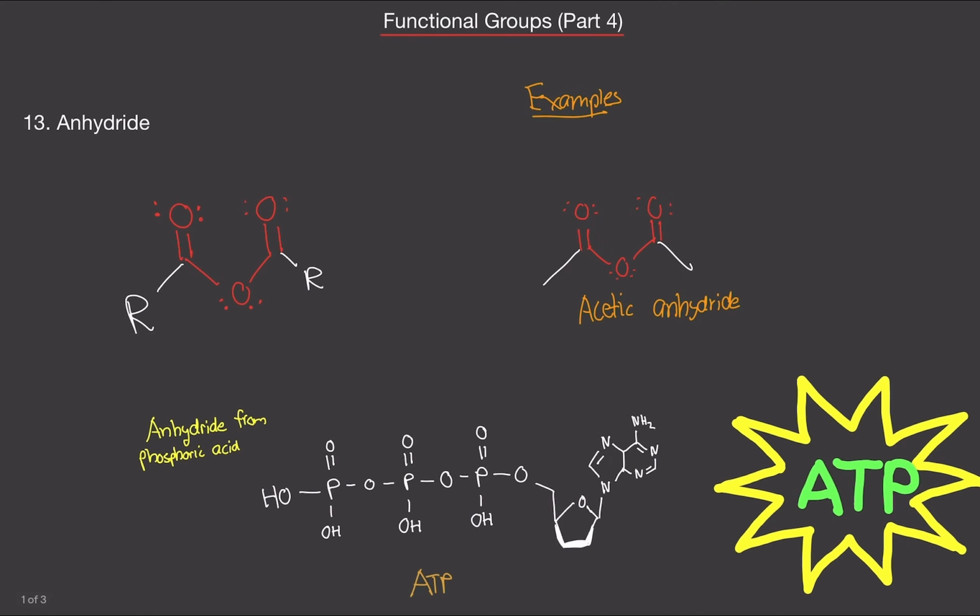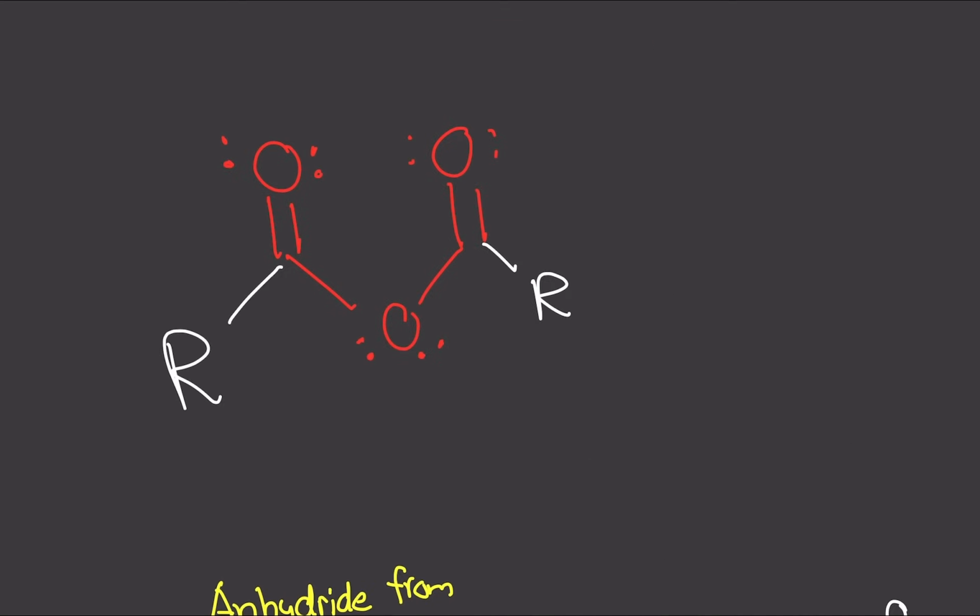So let's start. The anhydride is a functional group comprised of two double bonded oxygens, which are connected to carbons, and those carbons are connected to an oxygen in the middle. So it creates this kind of V shape, like half of a W. Two oxygens have double bonds. Those are connected to carbons, and those carbons are single bonded to a single oxygen in the middle, and it's surrounded by R groups.